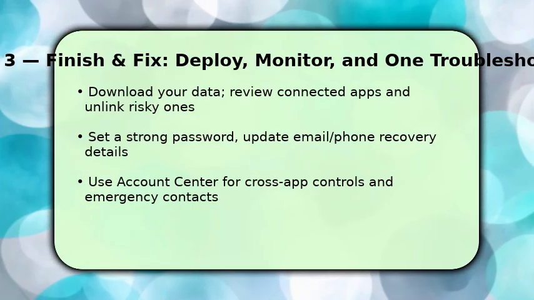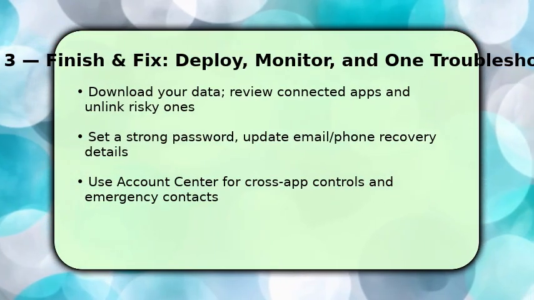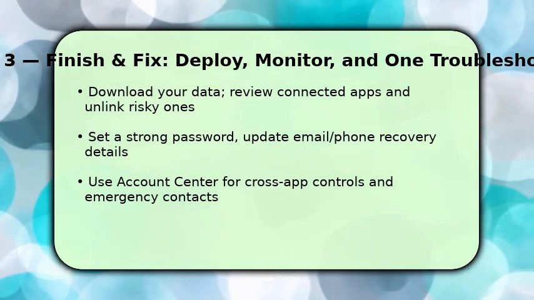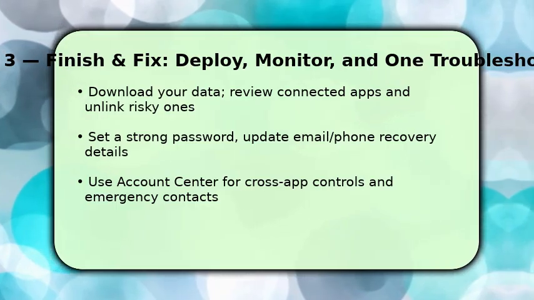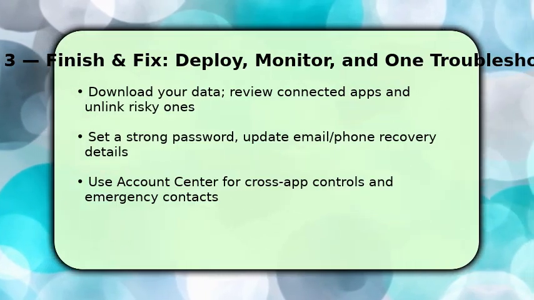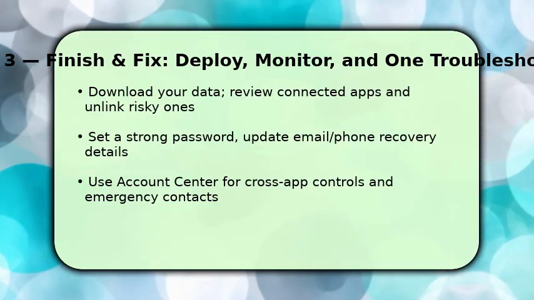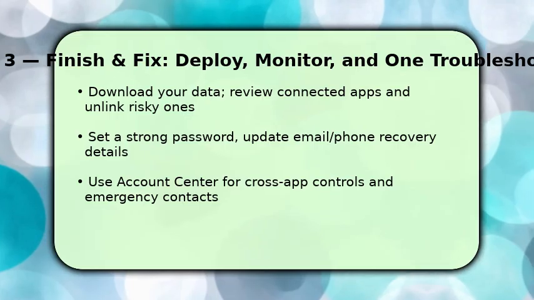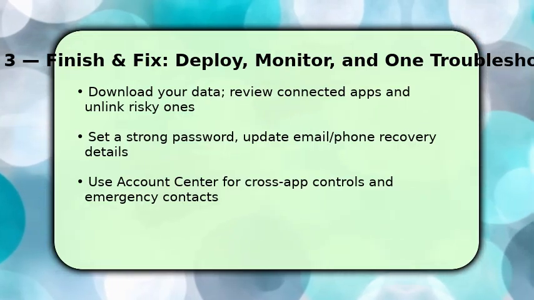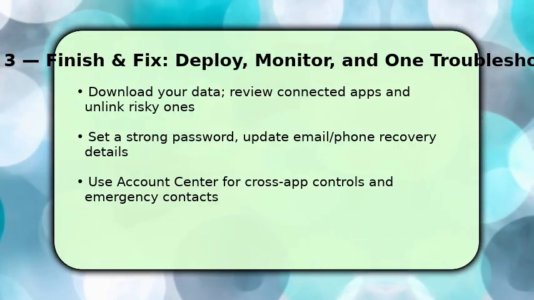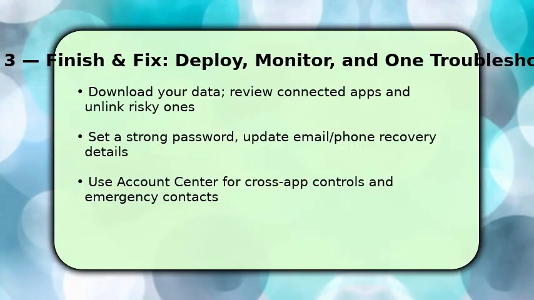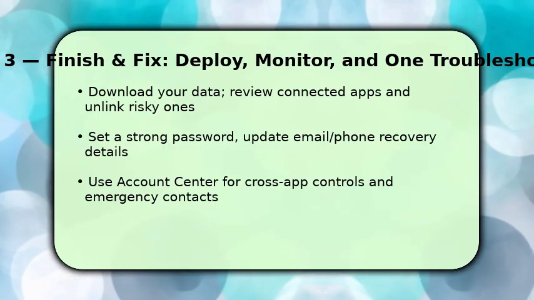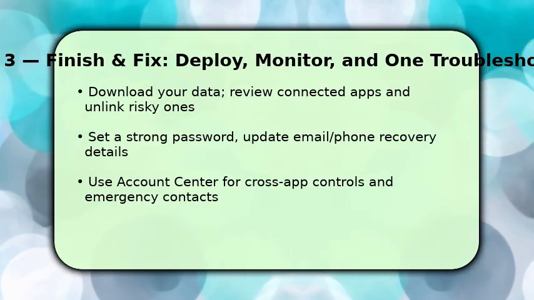To finish, secure recovery and review data access. Download your data to see what Instagram stores, then check apps and websites to remove third parties you do not recognize. Make sure your password is unique and strong, and update recovery email and phone number so you can regain access if needed. Use Account Center to control cross-app sharing and add an emergency contact. If something goes wrong, first revoke app access, change your password, and recheck 2FA. That fixes most issues quickly.